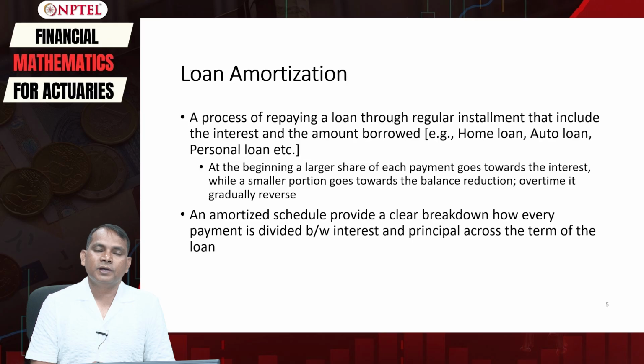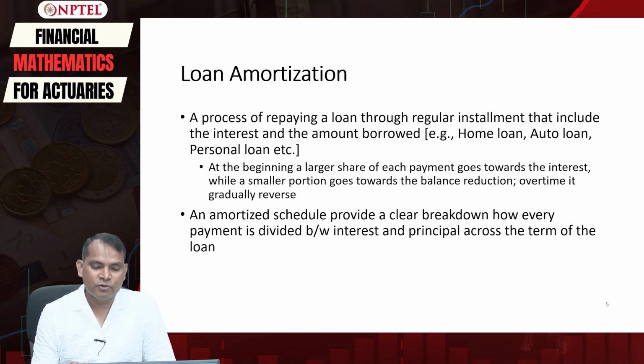Again, recall what loan amortization is. Loan amortization is a process of repaying a loan through regular installments that include the interest and the amount borrowed. For example, if you have taken a home loan, auto loan, personal loan, or any kind of loan, then the repayment method is most likely based on loan amortization.